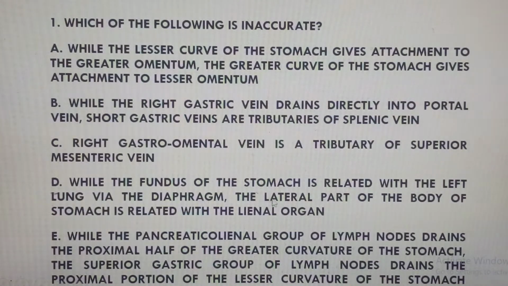That's true. Then the lateral part of the body of the stomach is related to what we call the lienal organ. Now, when we say lienal organ, we are talking about the spleen. And so that is why this one will be a true statement.